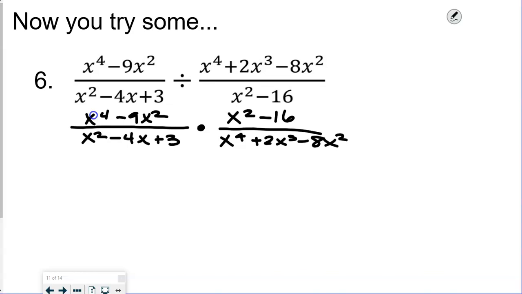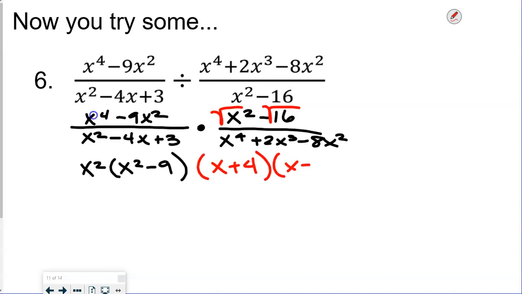Now, every one of these terms can be factored, y'all. Okay, so the first thing I'm going to do is see what I can factor out of x to the 4th minus 9x squared. I notice I can factor an x squared out of both of those. So that's going to give me x squared minus 9. And then what can I factor? x squared minus 16. Hopefully you guys remember this one, right? This is going to be x plus 4, x minus 4, right?